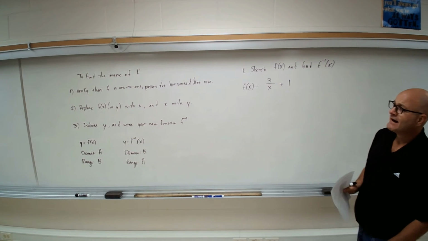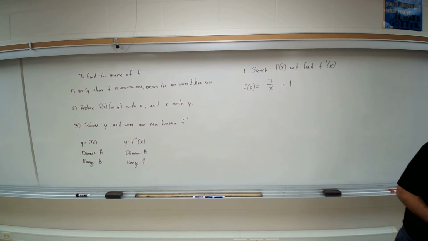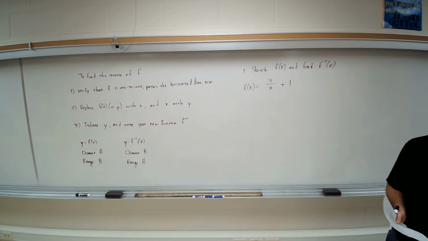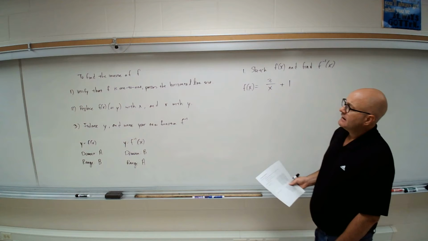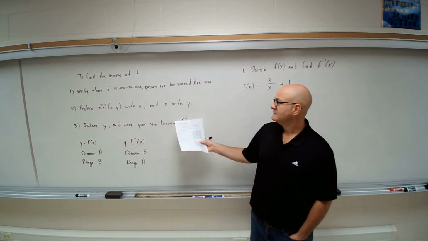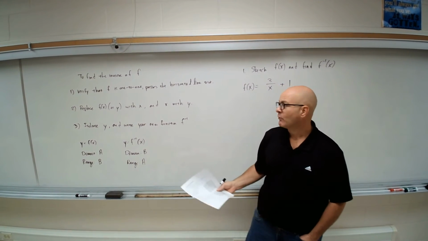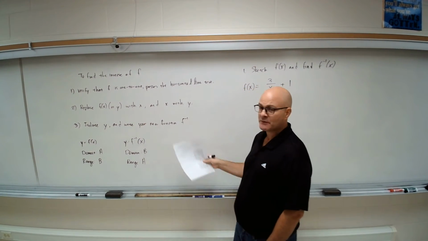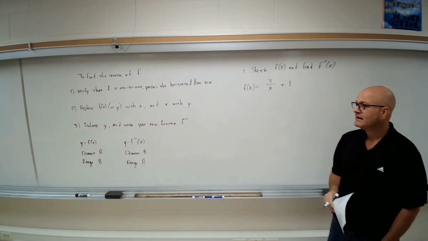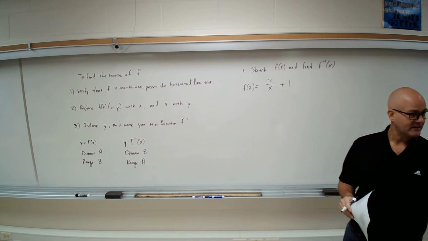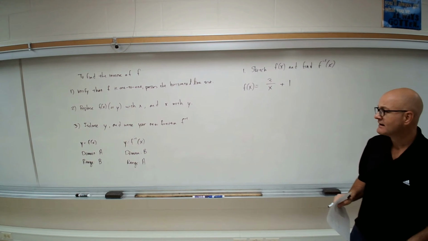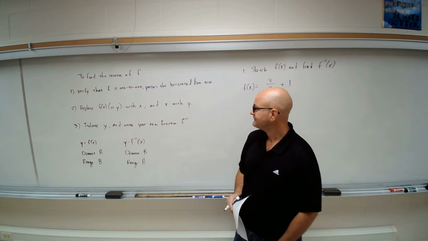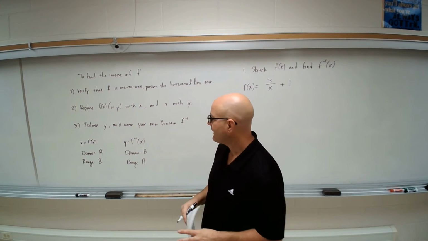First, we verify that f is one-to-one and passes the horizontal line test. For now, we'll probably want to sketch f just to see if it passes that test. If it does pass it, then we replace f of x, or y if it's in there, with x, so the output becomes the input, and replace x with y, so the input becomes the output. Again, we get rid of f of x, make it y, and switch it out to be x. Then we isolate y and write your new function f inverse, or f inverse of x.